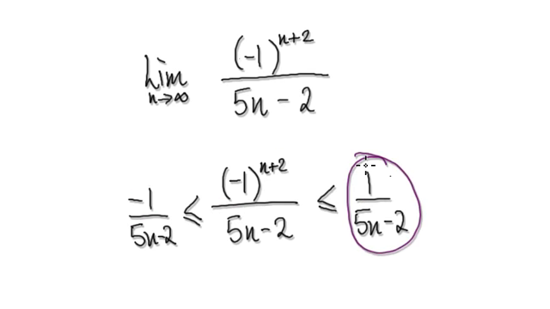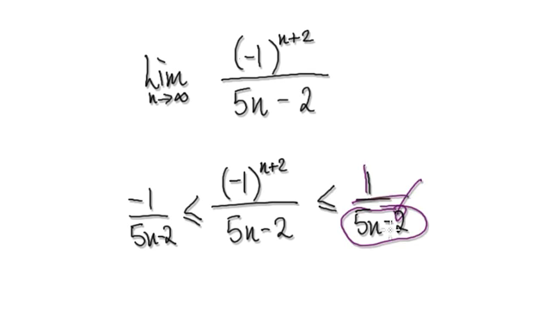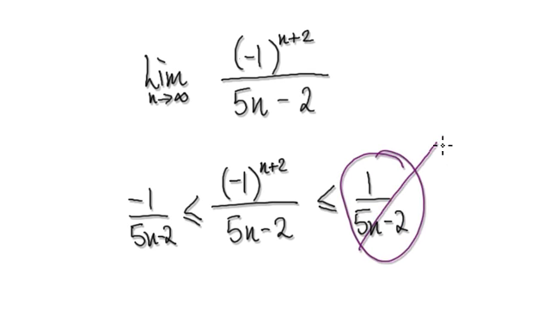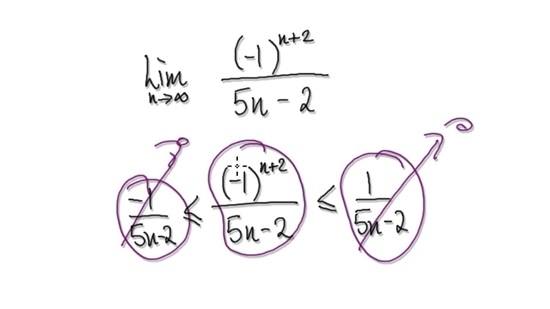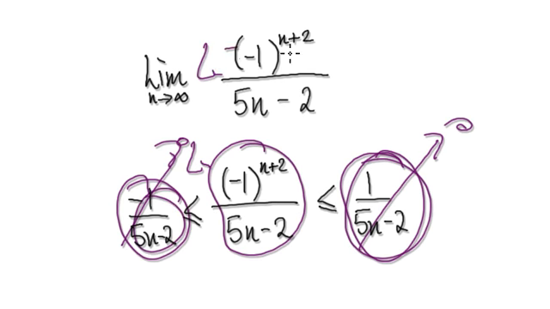And then looking at this, you can see that as n gets bigger and bigger, the denominator here will be very, very big. So 1 divided by very, very big is going to head towards 0. This is also heading towards 0. We don't know what is happening in the middle, but we do know that because it's trapped in between 0 and 0, the limit of this must head towards 0.